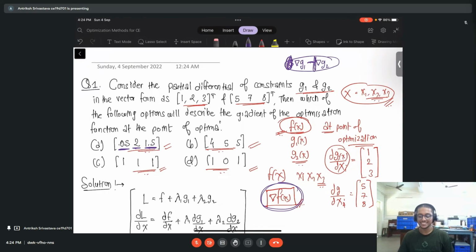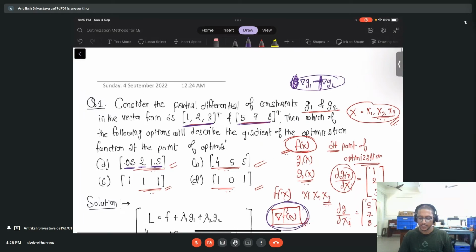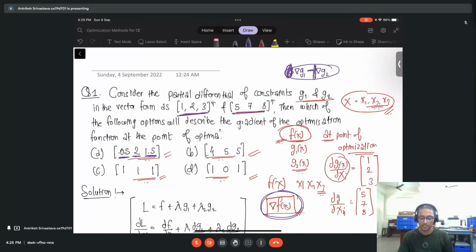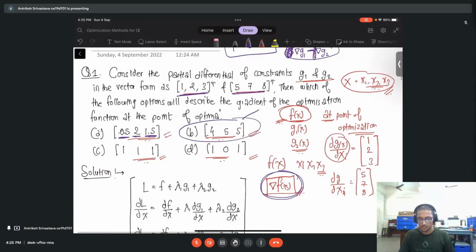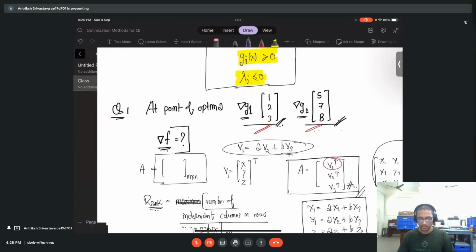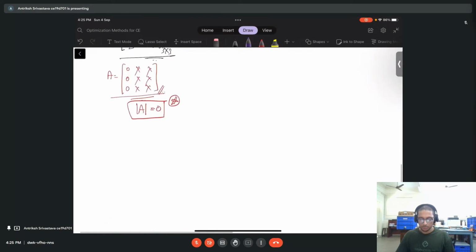I think it's taking too much time. So just subtract these two. When you subtract delta G2 with delta G1, you will get 4, 5, 5. Do we have this in our options? Yes. So this will be the answer. I think you understood the concept. That was my intention. So let's go on to the other problems.